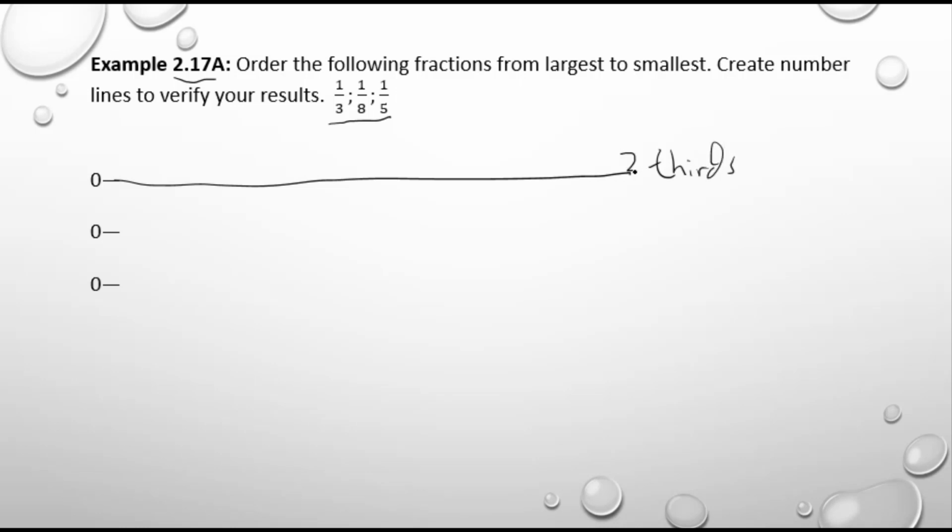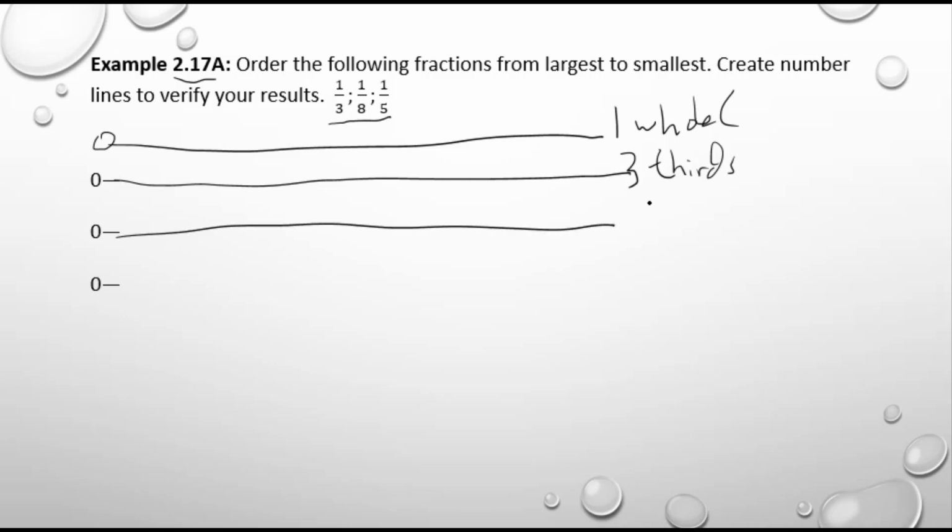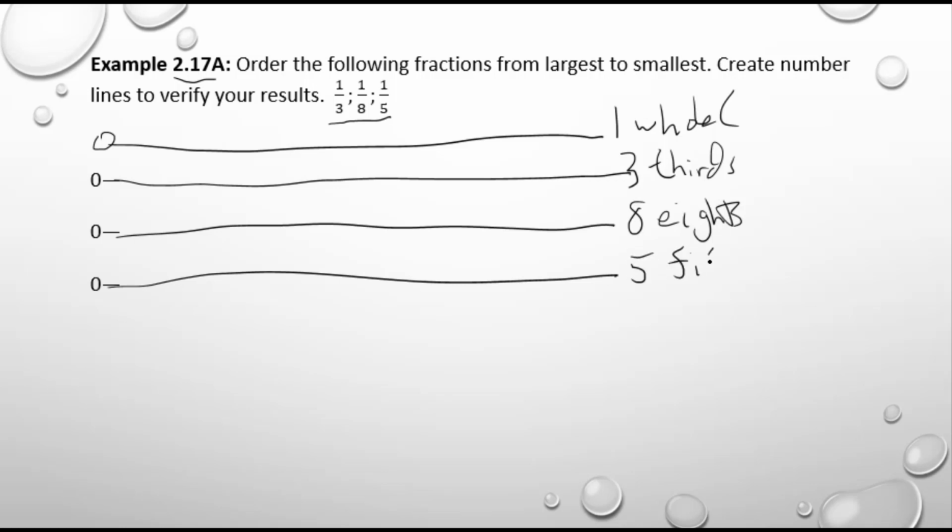We have 3/3, so I'm actually making 1 whole here of anything, something. And then these would be eighths, and 1 whole has 8 eighths. And these here would be fifths, and 1 whole has 5 fifths. So these are all equivalent because they line up vertically on the number line. And we also know that these are all equivalent.